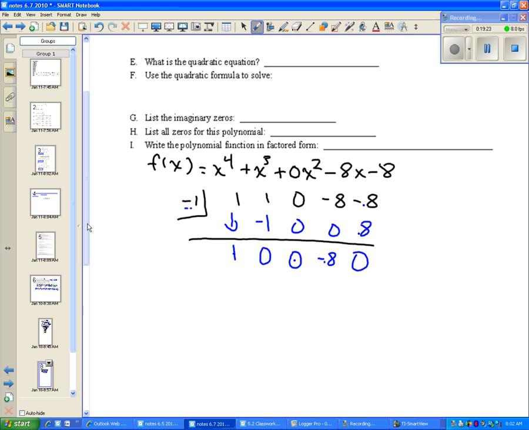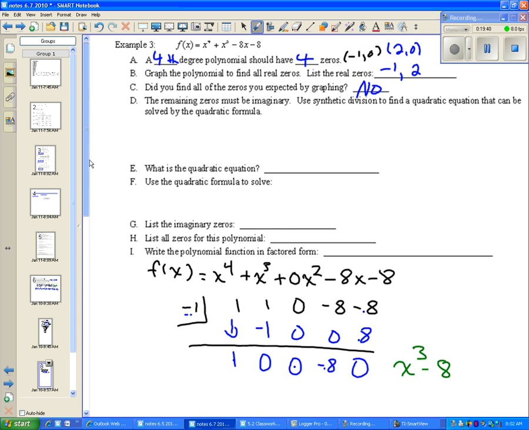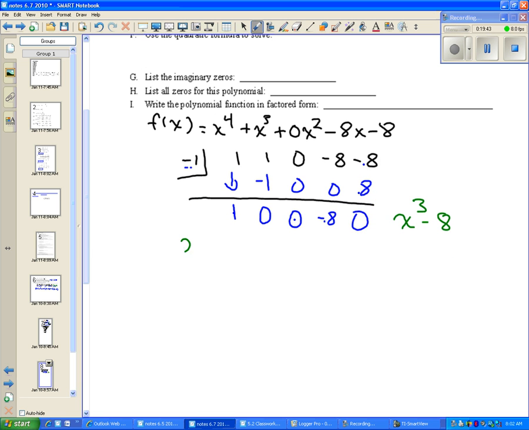Technically speaking, this is x to the third, 0x squared, 0x minus 8. That's what it looks like at this point. Let's go ahead and continue factoring using synthetic division. My other 0 is the number 2. I still have 1, 0, 0, -8.